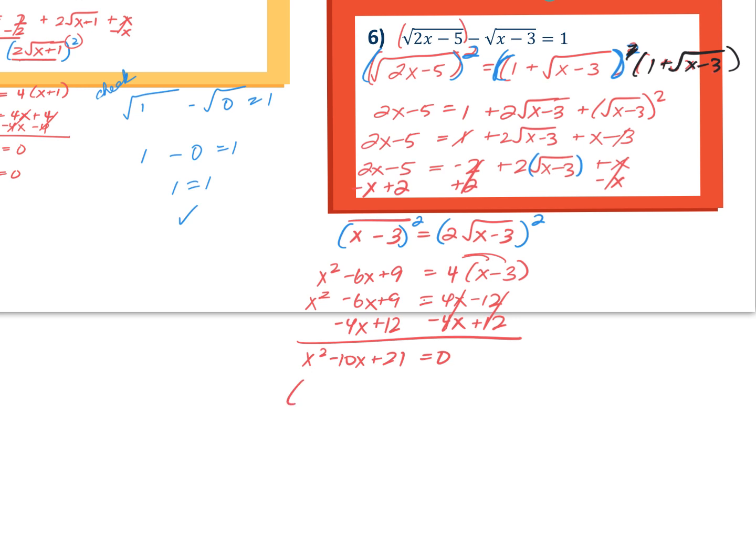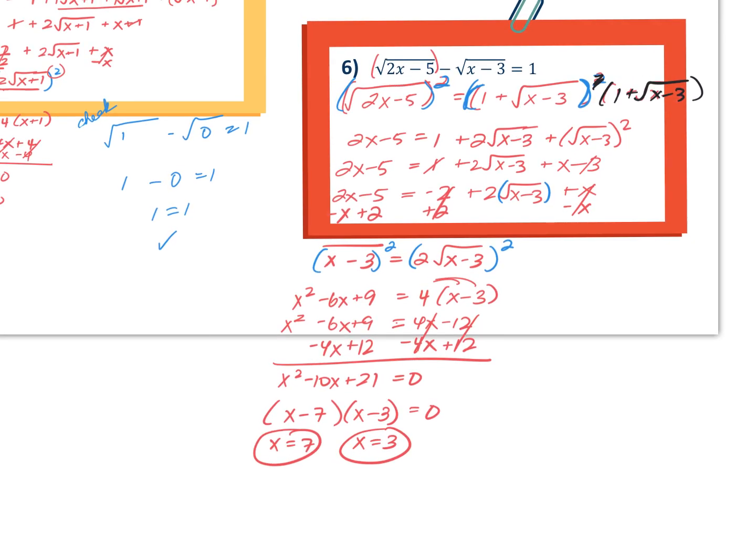Now my factoring, this is easy. This is going to be x minus 7 times x minus 3 equals 0. And so I know that x is 7 and I know that x is 3. So solution-wise, I know that x is definitely 7 and x is definitely 3.